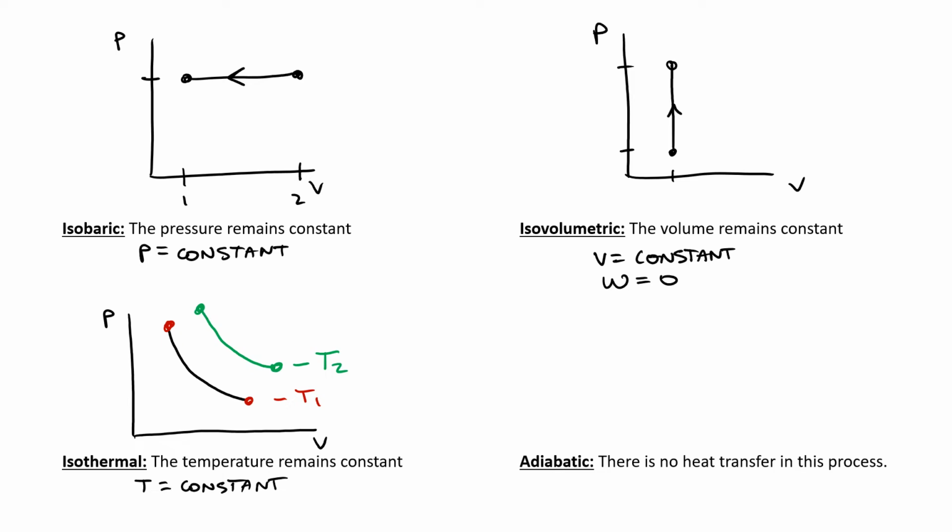And since the temperature is the same everywhere on that line, there's not going to be any change in internal energy. I'm not adding more energy to change that temperature. So delta U is 0. There's no change in internal energy. This is for that ideal gas.